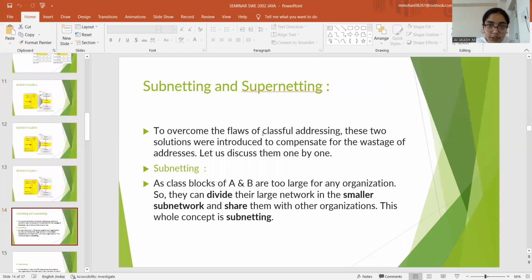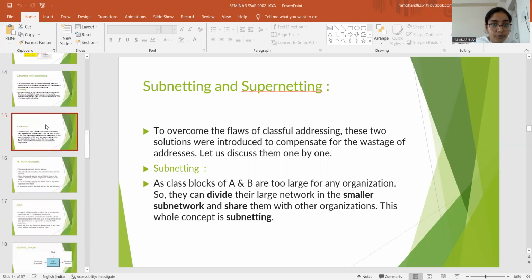Now we are going to see about subnetting and supernetting. To overcome the flaws of classful addressing, these two solutions were introduced to compensate for the wastage of addresses. Let's discuss them one by one. Subnetting. As class blocks of A and B are too large for any organization, they can divide their large network into smaller subnetworks and share them with their organizations. This whole concept is subnetting.